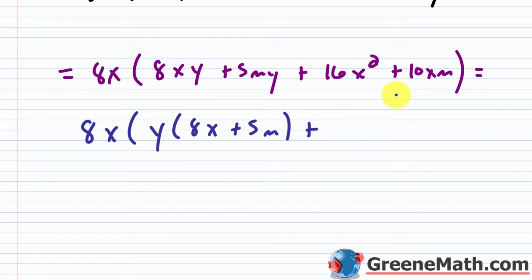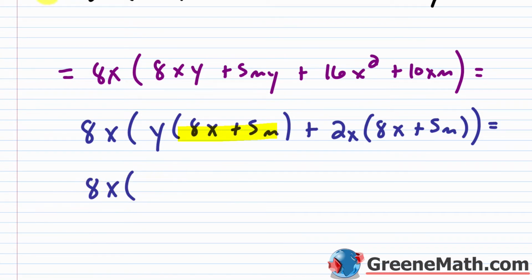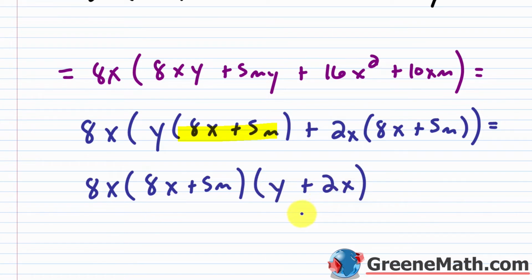From the second group, I can pull out a 2x, and so I'll have 8x plus 5m. So I have achieved my common binomial factor of this 8x plus 5m. So let's pull that out. We'll have the 8x out in front, and then inside, what we're going to have is 8x plus 5m. And then times, we're going to have this y plus 2x. So again, always check for additional factoring. We don't have any. So we'll have 8x times the quantity 8x plus 5m times the quantity y plus 2x.